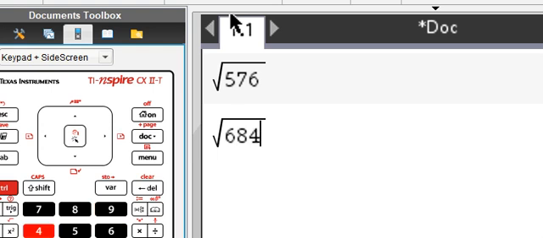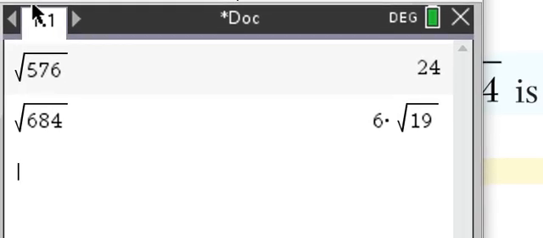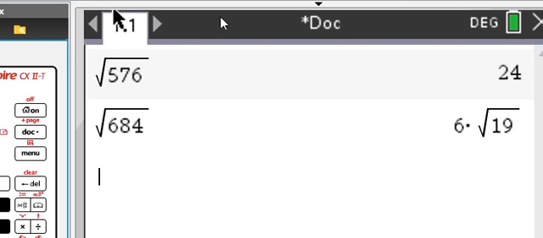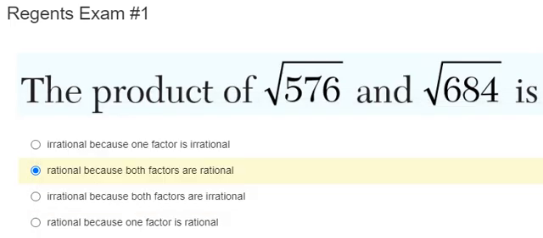Now the next one is 684. And notice the calculator still gives me a radical. So what they're saying is this number, you can't take the square root because it's not made up of perfect squares. As the square root of 19 there. So 684 is irrational.